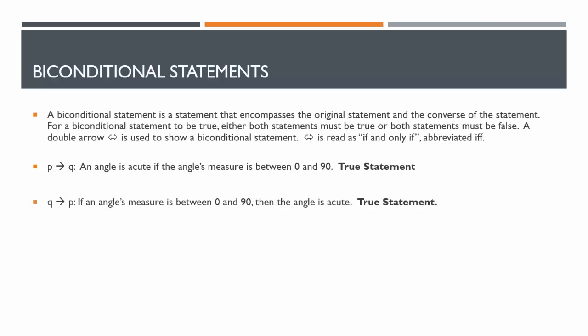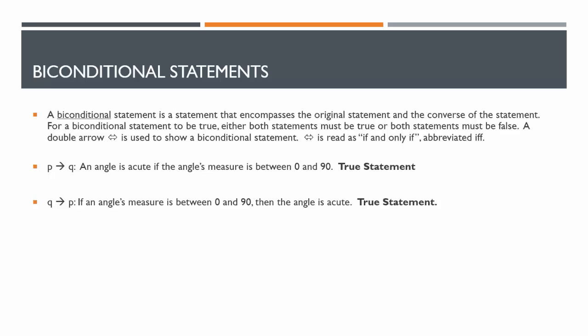So a biconditional statement is a statement that uses the original statement and the converse statement. For a biconditional statement to be true, the original statement has to be true and the converse statement has to be true. Typically we use a double arrow to show this. An easy biconditional statement is a number is even if and only if that number is divisible by 2. We can separate that into two if-then statements. If a number is even, then that number is divisible by 2. Or we could say if a number is divisible by 2, then that number is even. So we have an original statement and a converse statement.